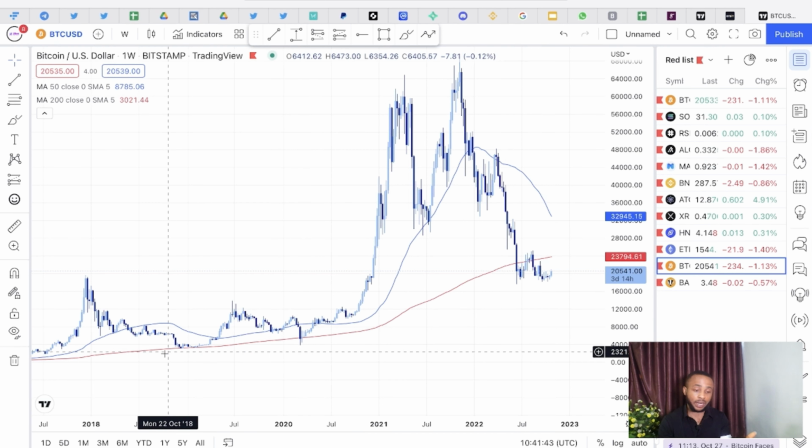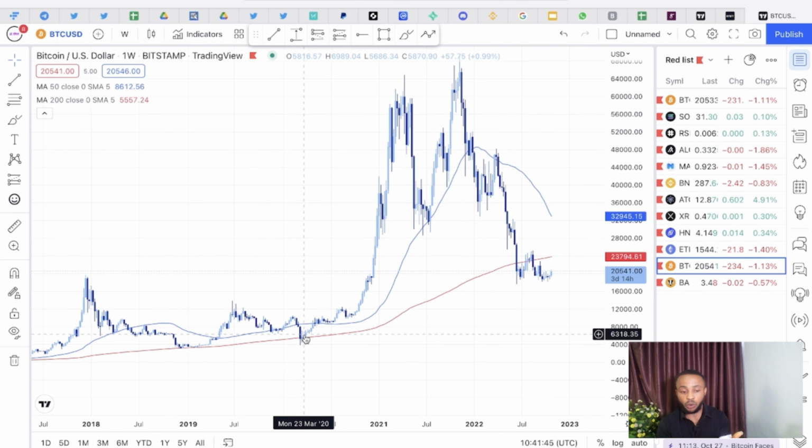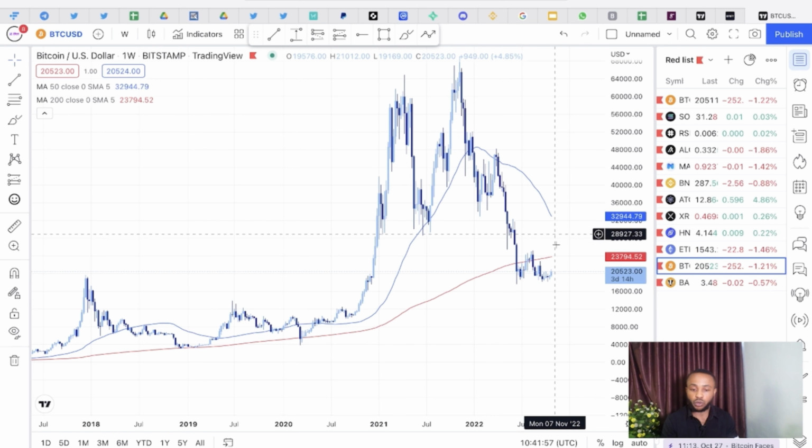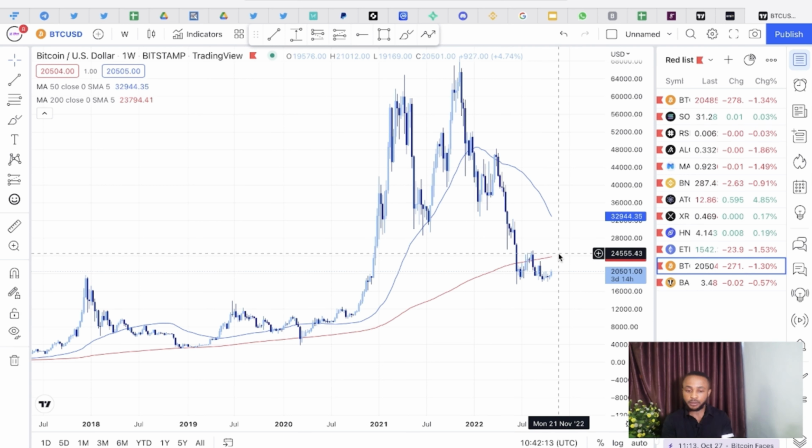As you can see from price history, whenever we test it and then come back above it, we always head straight to the 50-week moving average. And once price breaks above the 50-week moving average, we're headed towards another bull run. So that is the bullish scenario I'm looking to have. Let's see price first break above this 200 weekly moving average, at around BTC price 24,000, somewhere around here.